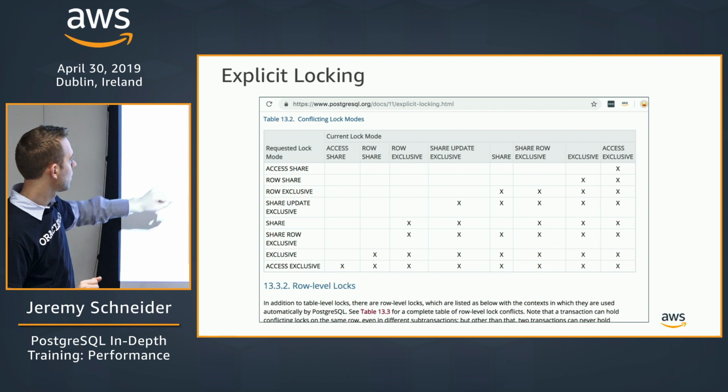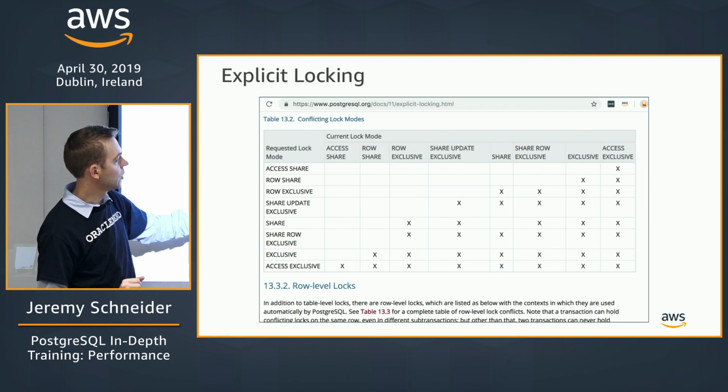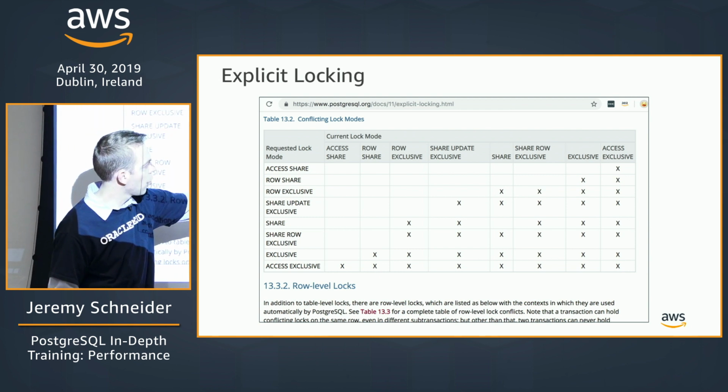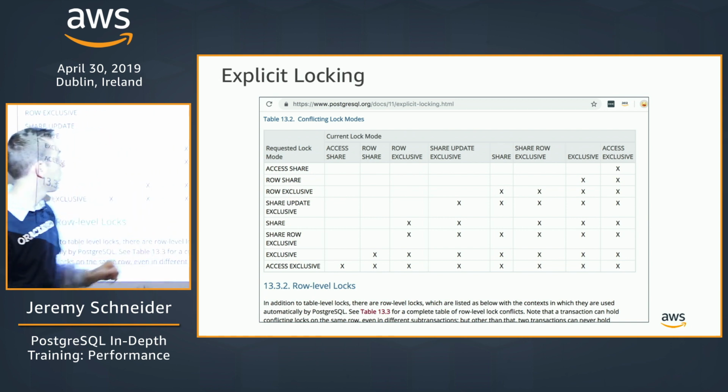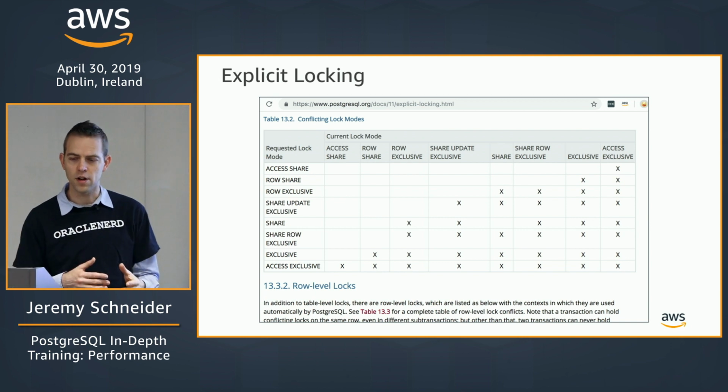So that's what the conflicts, that's what the X's mean. It looks kind of like a line. It's not exactly a line. You'll see there's some weird jumps and there's a hole in the middle. A share lock does not conflict with a share lock.